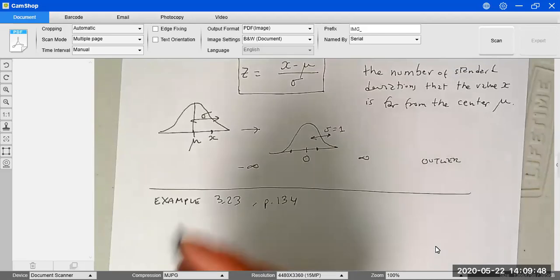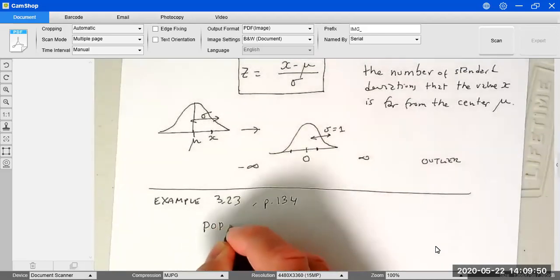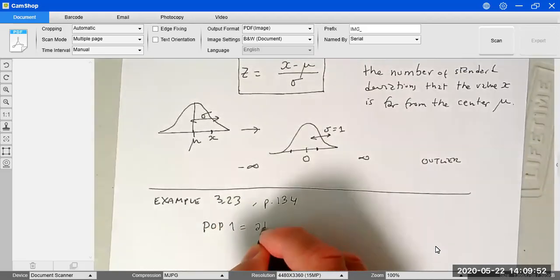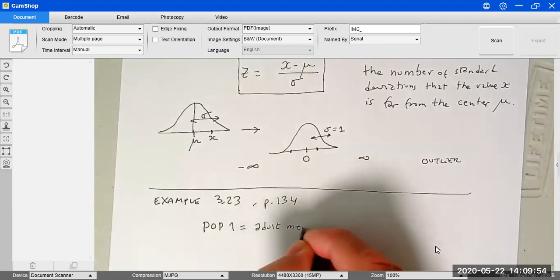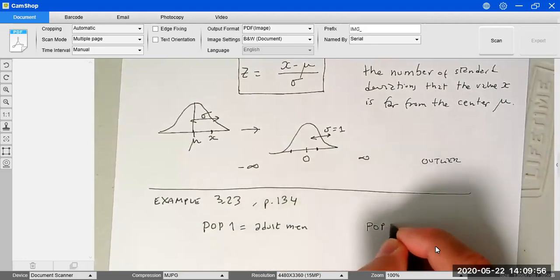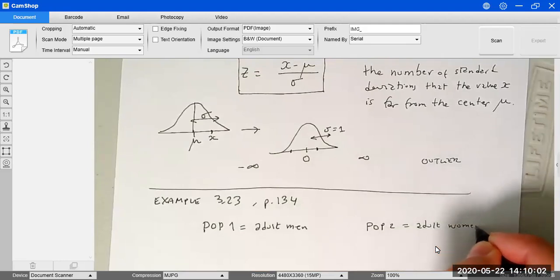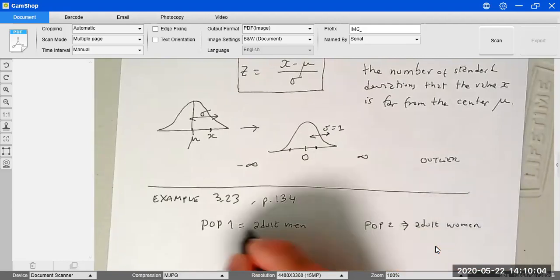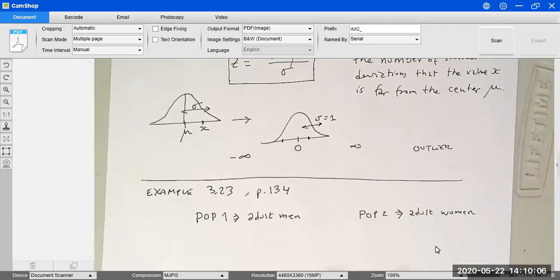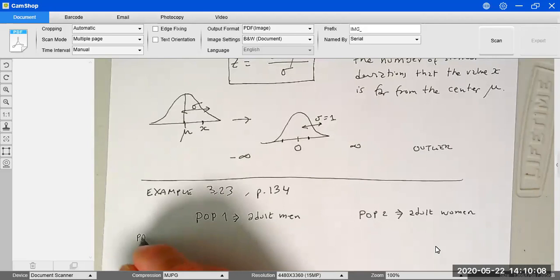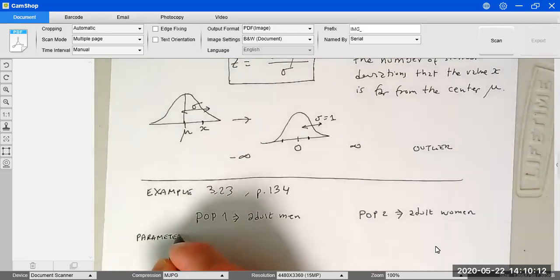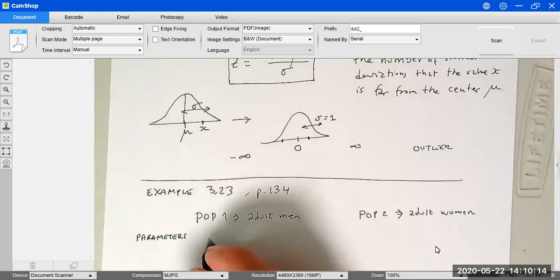So we have two populations. Population 1 is just adult men, and a second population is about adult women. Now I also have parameters. Parameters are just numerical values describing the population. So we have parameters for our first population.